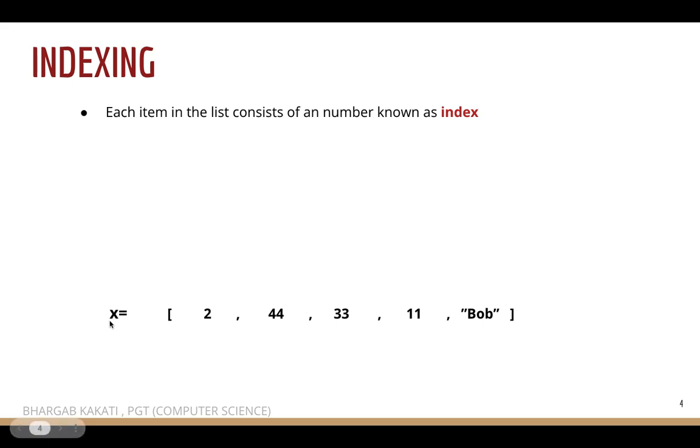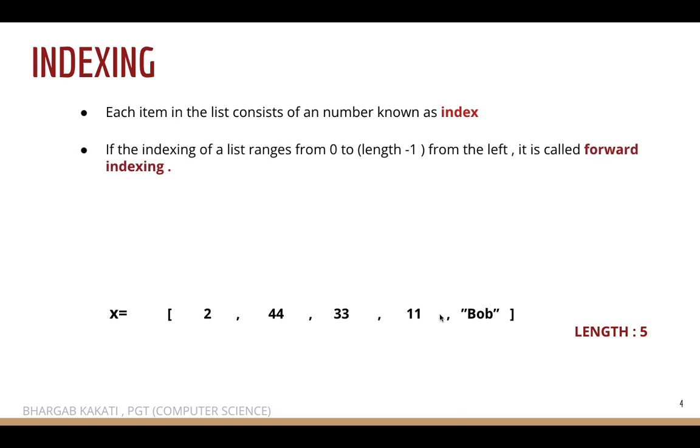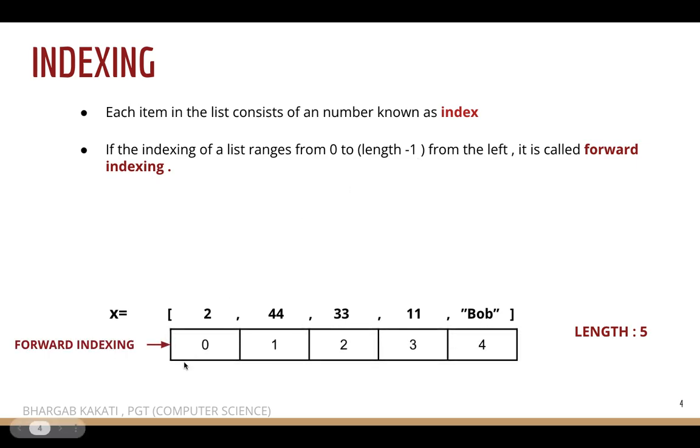For example, let us consider a list x equals 2, 44, 33, 11 and Bob. Now, how many elements are there in this particular list? We have 5 elements in this list, and each element has a number known as index. If the indexing of a list ranges from 0 to length minus 1 from the left, it is known as forward indexing. Now, if the numbering is done from the left, starting from 0 to length minus 1, what is the length of this particular list? It is 5. Why is the length 5? Because we have 5 elements: 1, 2, 3, 4, 5.